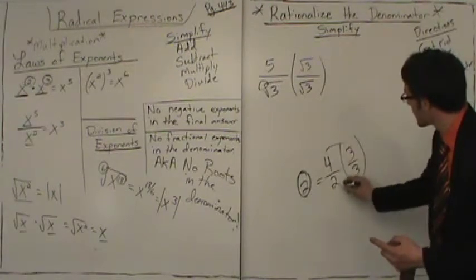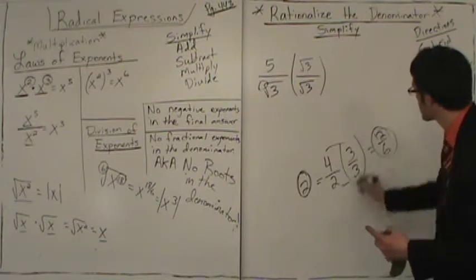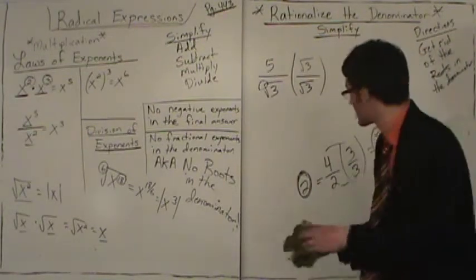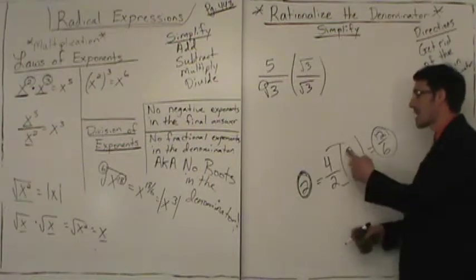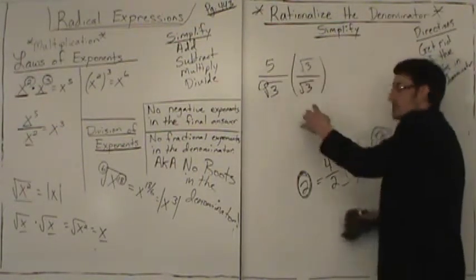So notice, we're going to multiply our top, multiply our bottom. 4 times 3 is 12. 2 times 3 is 6. Is 12 divided by 6 still 2? Yes, it is. So as long as we multiply top and bottom by the same thing, we're not changing the value of what we started with.